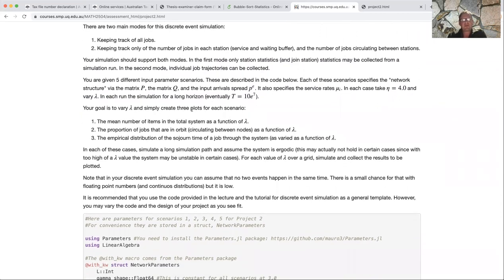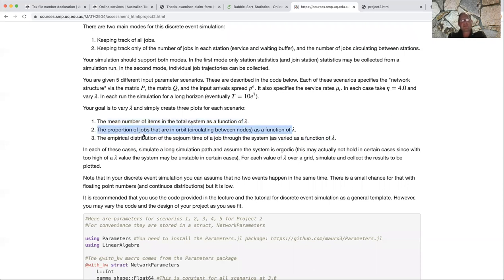Okay, so what are you going to do? You're going to create 3 plots, and that's your 20 points, 20 points, 20 points. So the total mean number of items in the system. You can guess that as you increase lambda, you bring more to the system, then the mean number of items in the system will grow. So that's the first thing. Even though this is a complicated system, all you're going to count is the total number of items in the system. Being in the system means being served in one of the stations, being in the buffer of one of the stations, or being between stations.